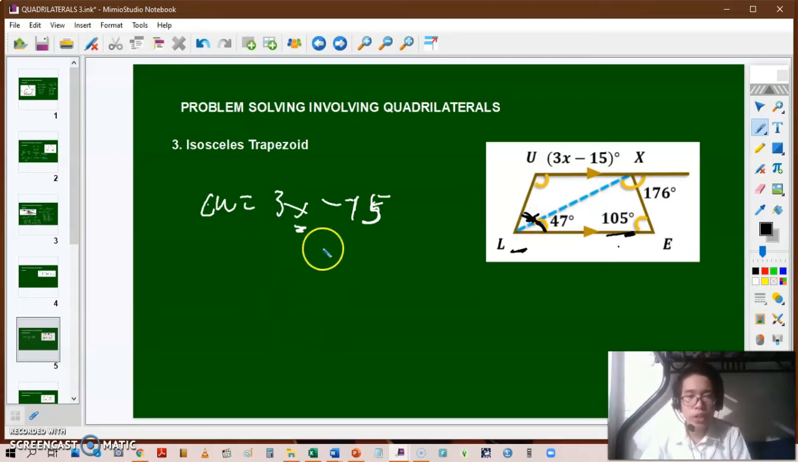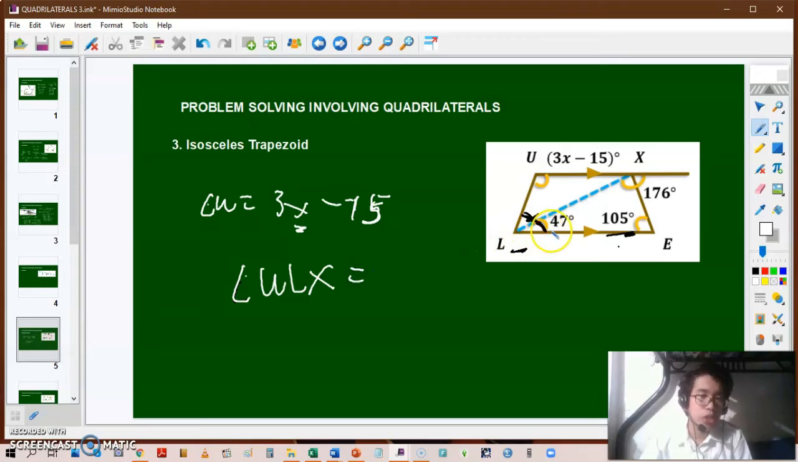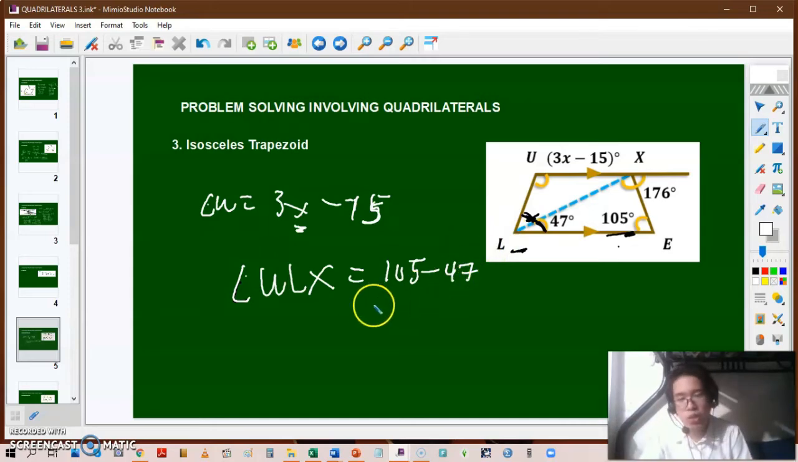So what we have to do here, to get the measurement, let's use a white pen. To get the measurement of angle ULX, we have to subtract 47 from 105. Why? Because the measurement of angle L is 105 degrees, since it's congruent to angle E. So it follows that we subtract 47 from 105. 105 minus 47 is 58 degrees. So the measurement of angle ULX is 58 degrees.